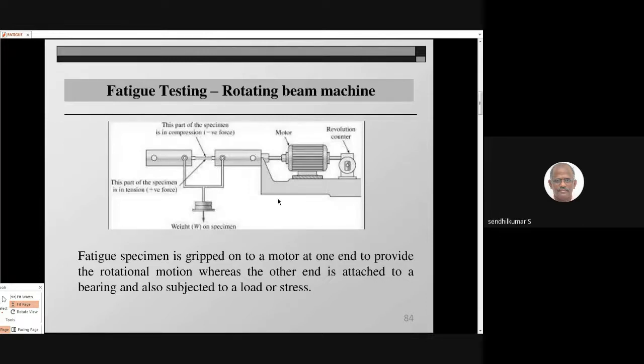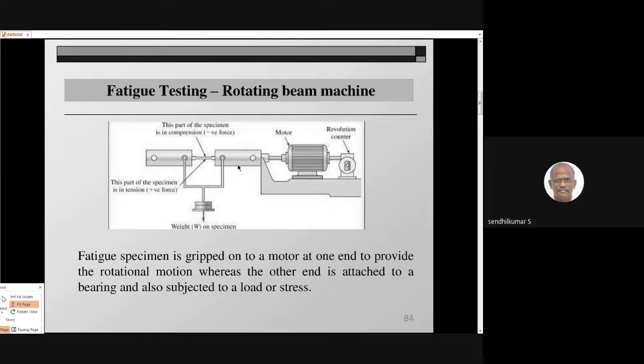This is a rotating fatigue testing machine, a rotating beam machine, where we hold the specimen at this location, and part of the specimen will be in compression and similarly part in tension. From the support we have an anchor, and that anchor carries the weight on this specimen. Similarly, the rotation is given to the specimen by the motor, and how much rotation has taken place is determined by the revolution counter on the other end.